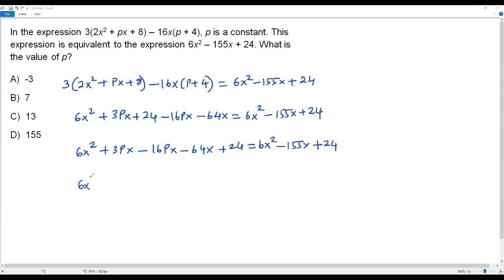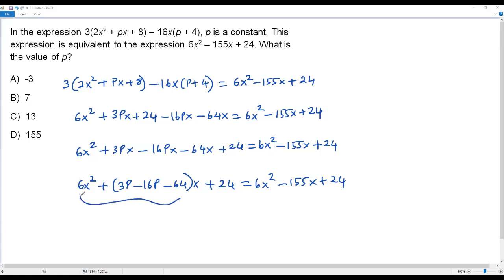Okay, now 6x². Now let's consider the three terms over here. All three terms contain x, so we can factor x out from all of them. If I factor x out, I get 3p in the first term, negative 16p in the second term, and negative 64 in the third term, times x. I just factored x out from these three terms, then positive 24 equals 6x² − 155x + 24.